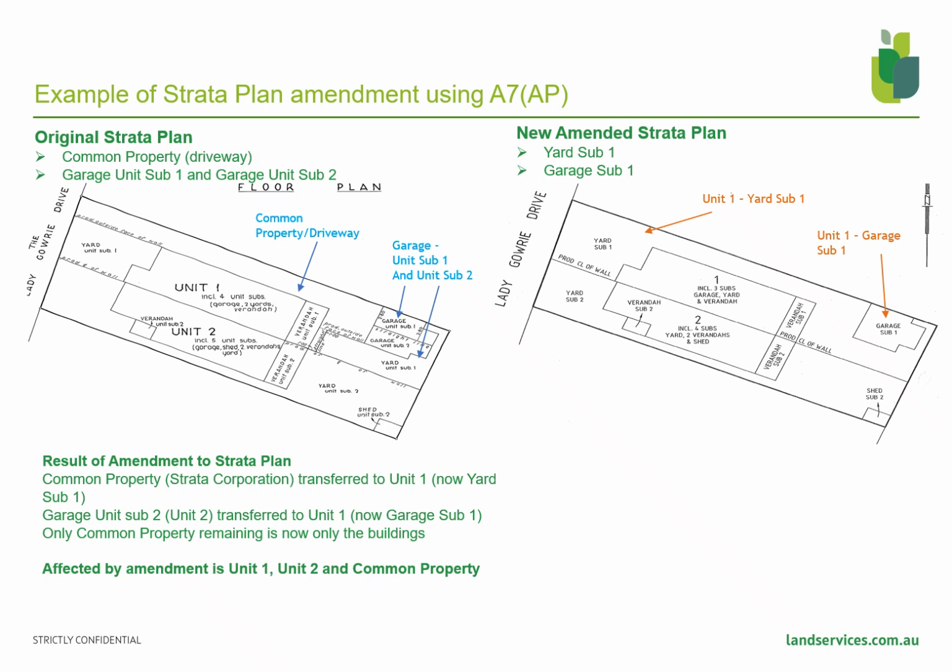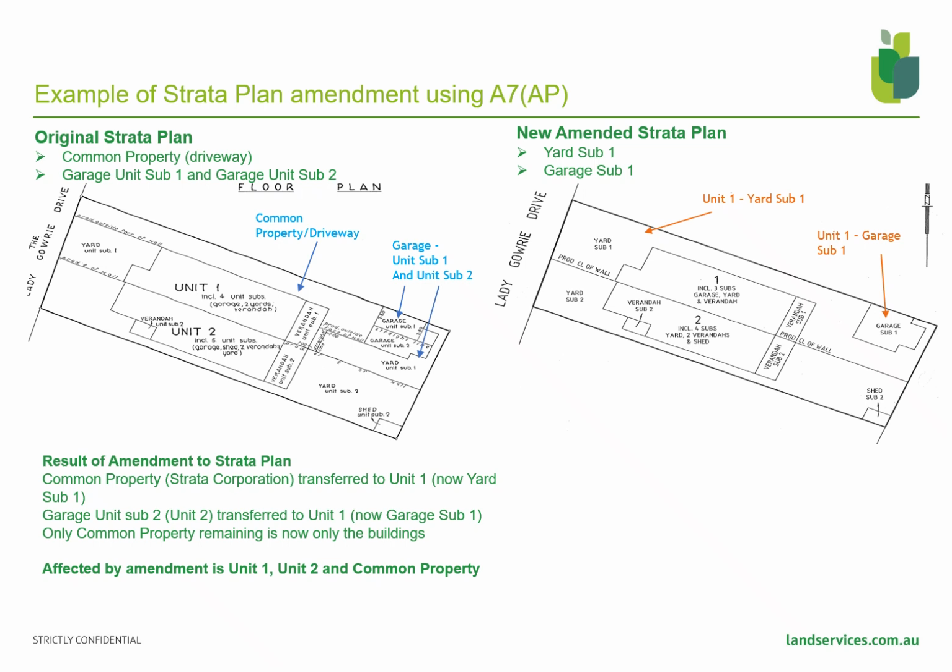In the original strata plan, the driveway, being the common property, was to the north of Unit 1. This driveway led to 2 garages at the rear of the property, one for Unit 1 and one for Unit 2.